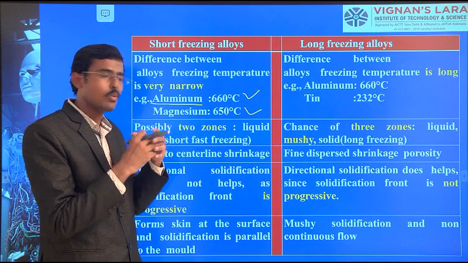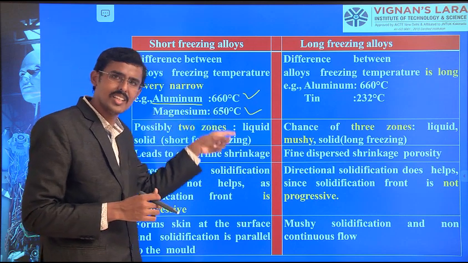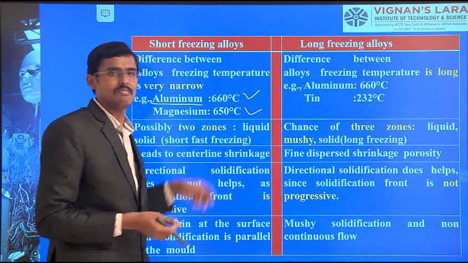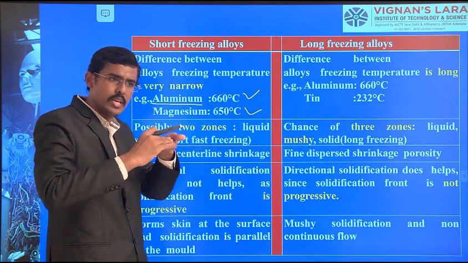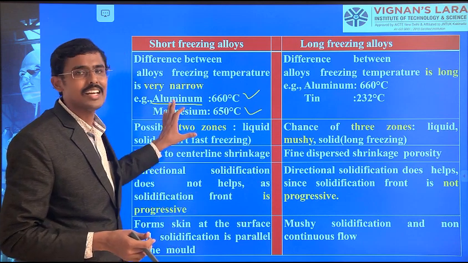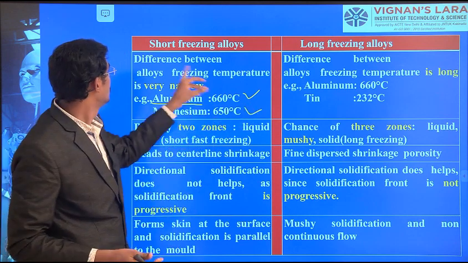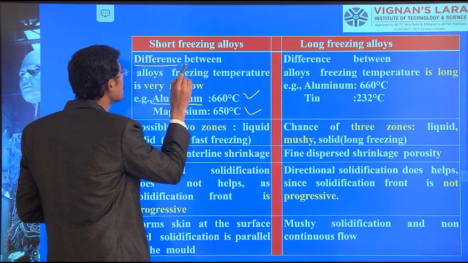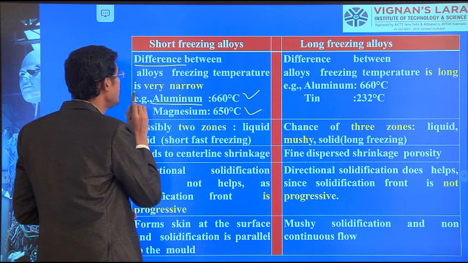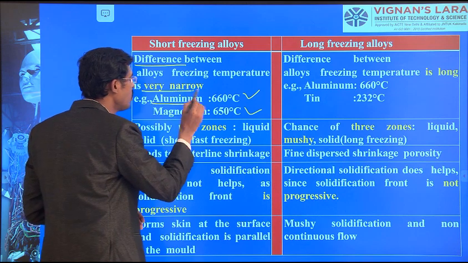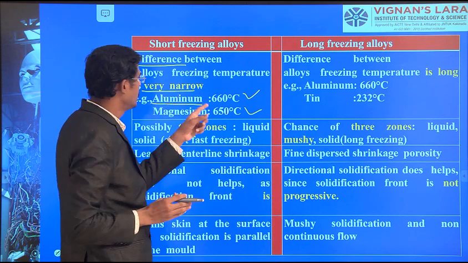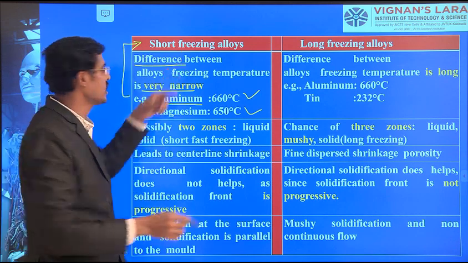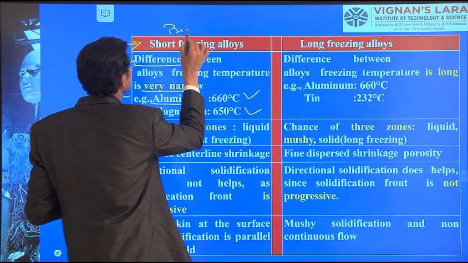The alloy is combined. What happens? The ranges may be around the same, in the 650, 640, 630, 660 range. So this range should be expanded. How? I have taken the other side. You should remember the difference between the alloy freezing temperatures is very narrow. If it is narrow, meaning very near, then it goes for a short freezing range. If it is a short freezing range, obviously it goes for progressive solidification.